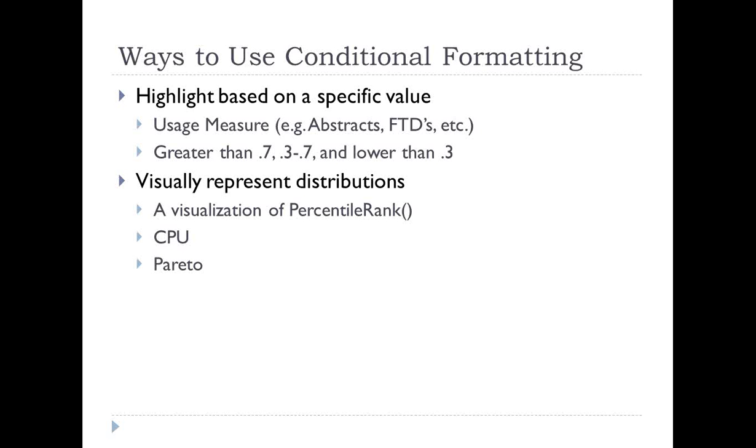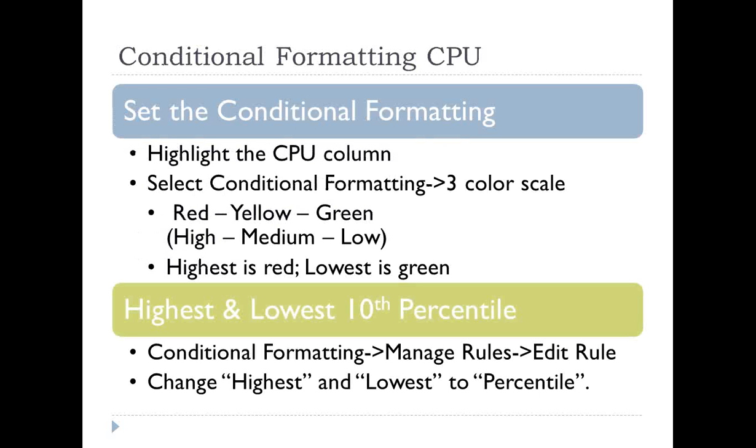Greater than 0.7 or 70% is green. Between 30 and 70% is yellow. And below 30% is red. Nice way to quickly see where things are. And you can also use it to visually represent distributions. It's sort of like a visualization of percentile rank. And that's what we did with cost per use.